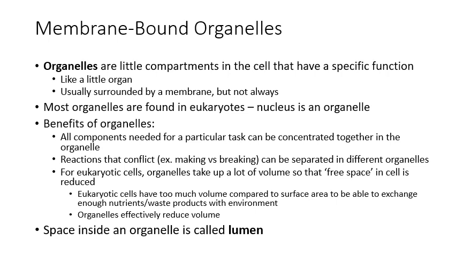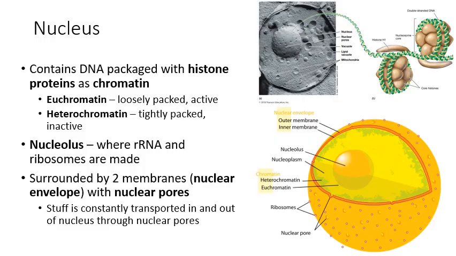Also, in general, the space inside an organelle is the lumen. Some organelles will have a special name for the space inside of them, but in general, it's the lumen. So first, we'll start with the nucleus, which holds the DNA of the cell, holds the genome of the cell. In eukaryotes, the DNA is packaged in a lot of ways. Actually, it's pretty complicated, but the first layer of packaging is always wrapping the DNA around these bundles of histone proteins.